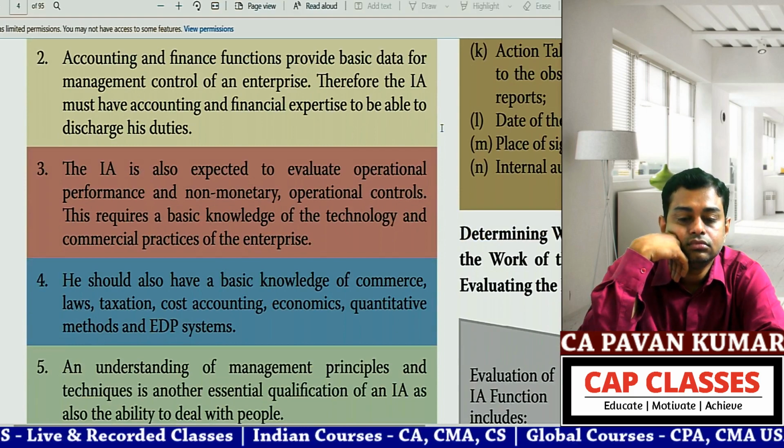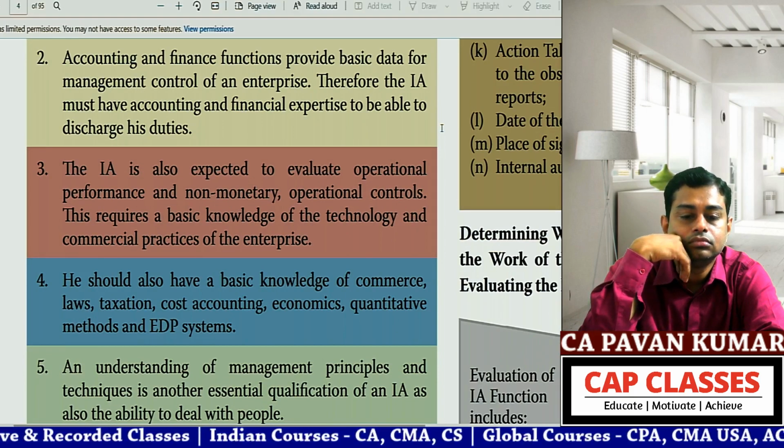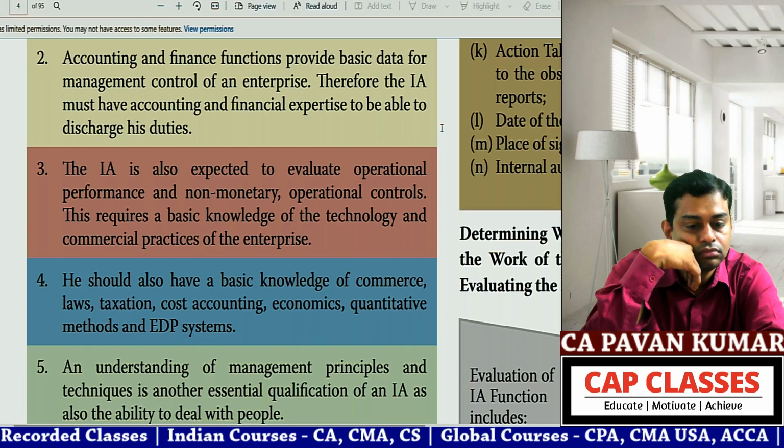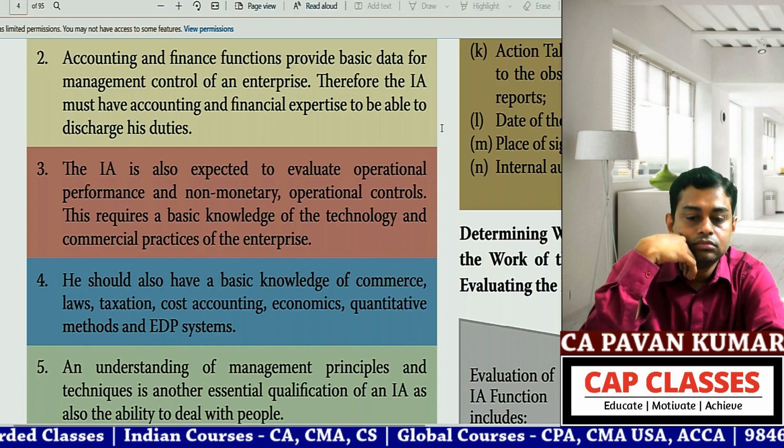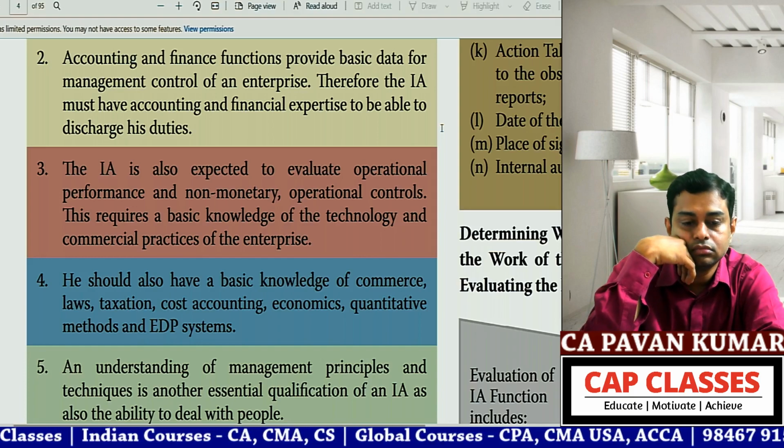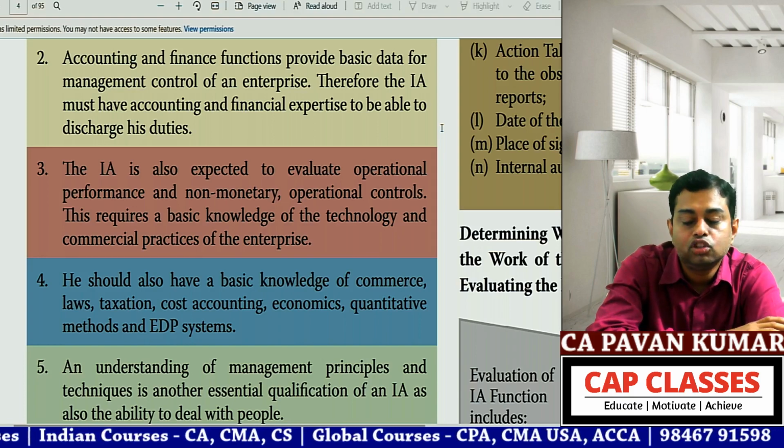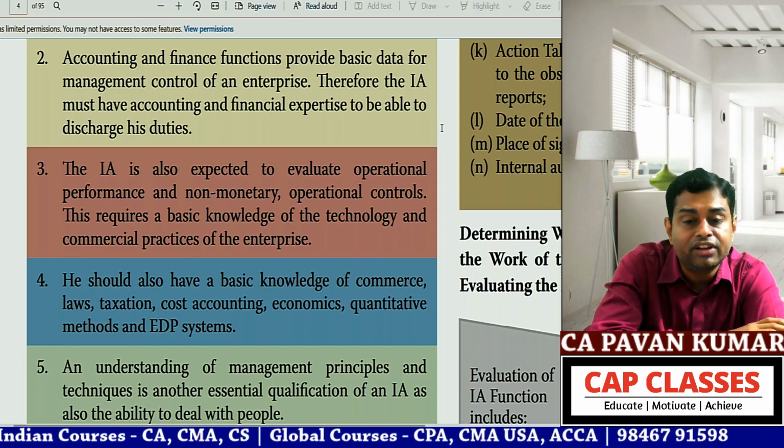Accounting and finance functions provide basic data for management control of an enterprise. Therefore, the IA must have accounting and financial expertise to be able to discharge his functions. Obviously, common sense. He should have accounting and financial expertise.